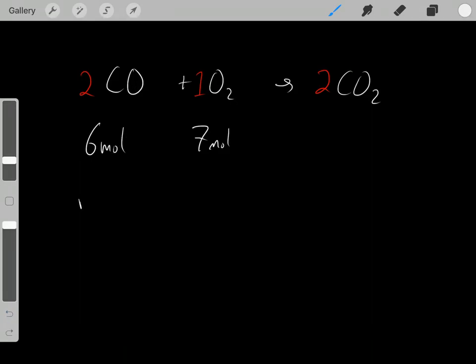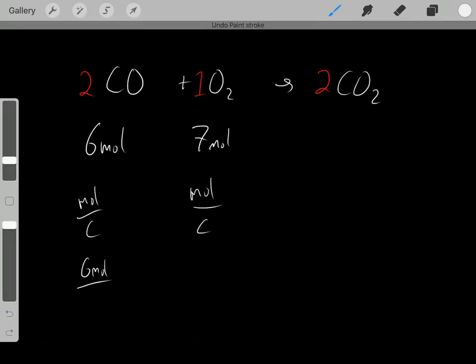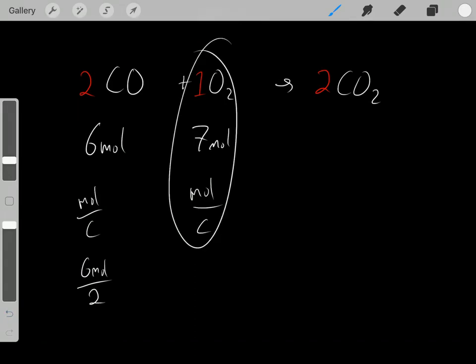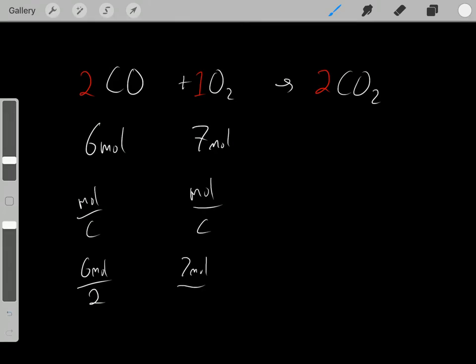Well, again, we take the number of moles and divide it by the coefficient in the balanced equation, and we do that for both reactants. For this one, we have 6 moles, and the coefficient in the balanced reaction is 2. For this reactant, we have 7 moles, and the coefficient in the balanced equation is 1. So this gives us 3, and this gives us 7.